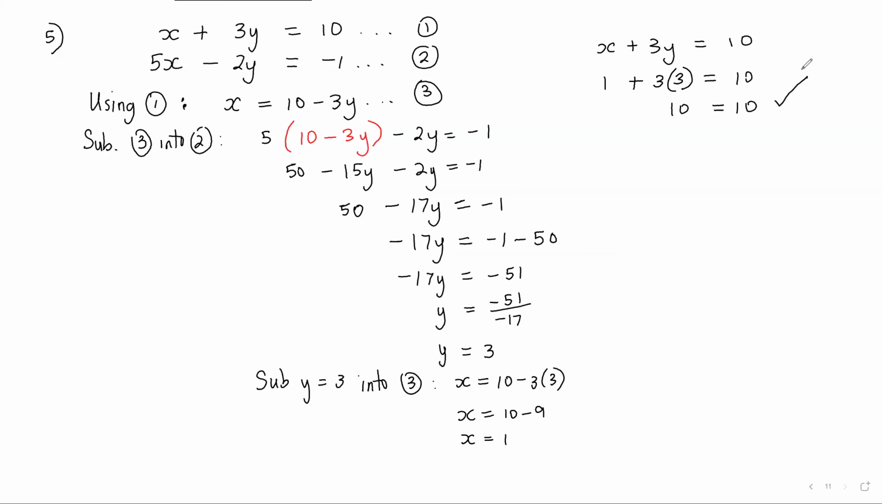Now to substitute it into equation 2, I would have 5 by x, which is 1, plus, minus 2. Let me write over the equation. 5x minus 2y is equal to negative 1. So 5 by x is 5 times 1 minus 2 by 3, since y is 3, is equal to negative 1. 5 times 1 is 5. 2 by 3 is 6. 5 take away 6 is negative 1. So here I see that the left-hand side is equal to the right-hand side. I know that my solution is correct.